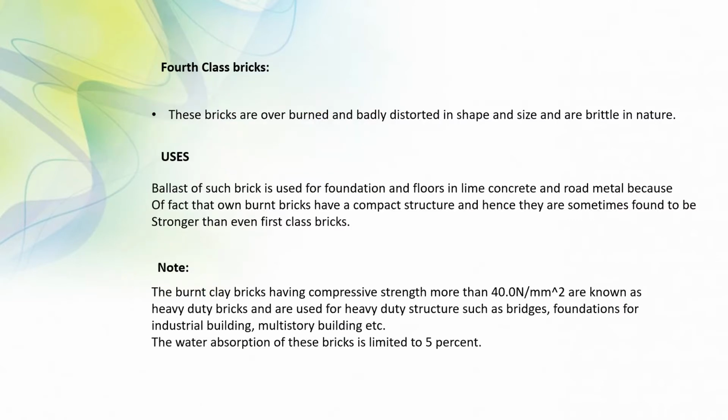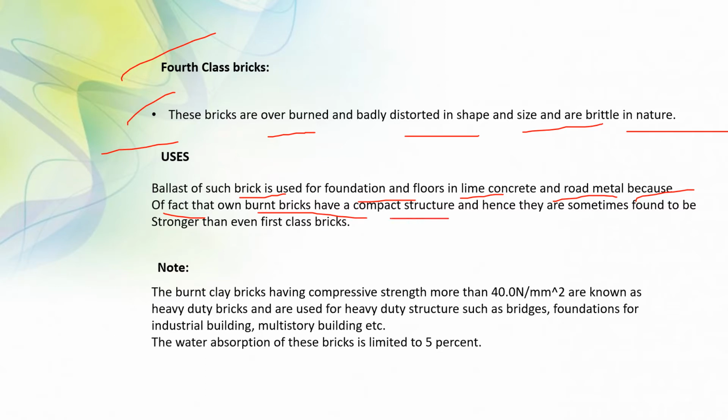And last, what is fourth class brick? These bricks are overburnt and badly distorted in shape and size, and are brittle in nature. Their uses: ballast of such bricks is used for foundations and floors in lime concrete and road metal, because overburnt bricks have a compact structure and hence they are sometimes found to be stronger than even first class brick.